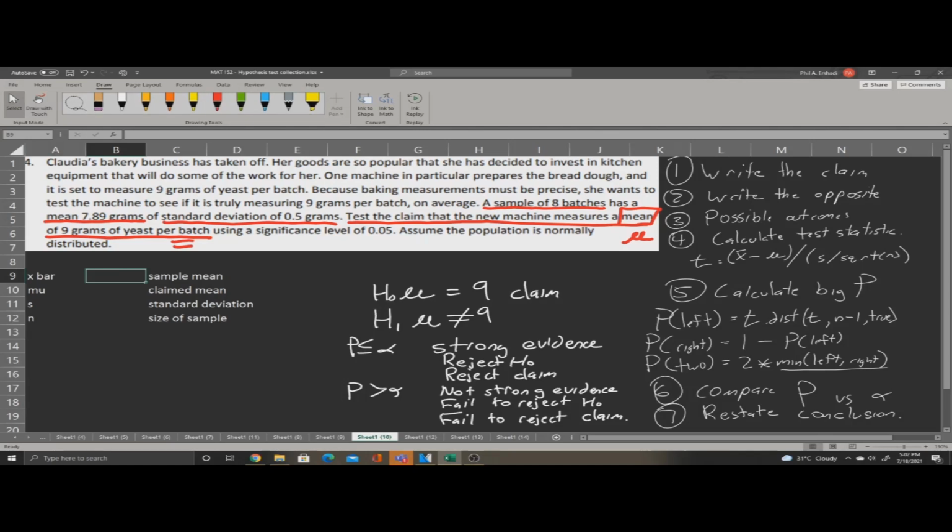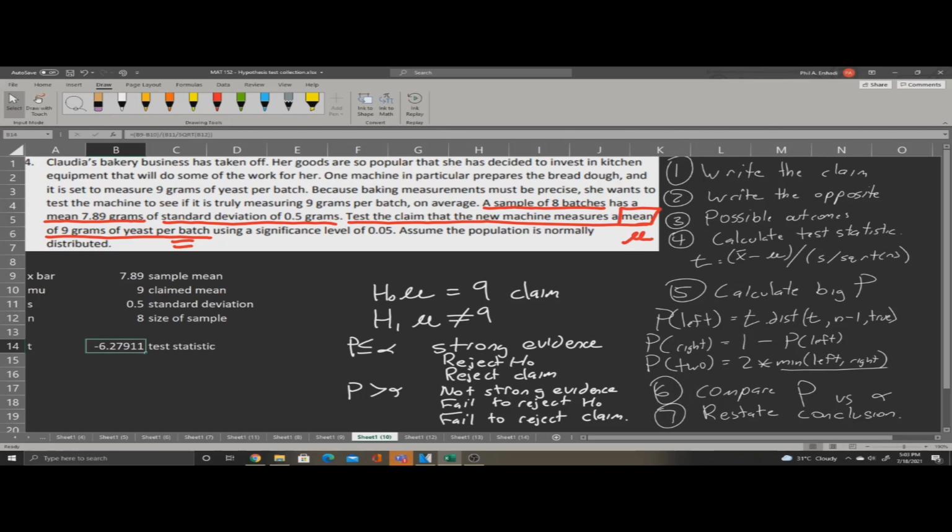So for my x bar, I'll place my sample mean, 7.89. My claimed mean, from my claim, I'll use 9. The standard deviation is 0.5. And we have 8 batches. That would be the size of the sample. Based on that, we can calculate our test statistic. We'll say equals, parentheses, x bar, subtract mu, divide by, another parentheses, s, divide square root of n. Close the parentheses twice, and press enter, and this gives us our test statistic.